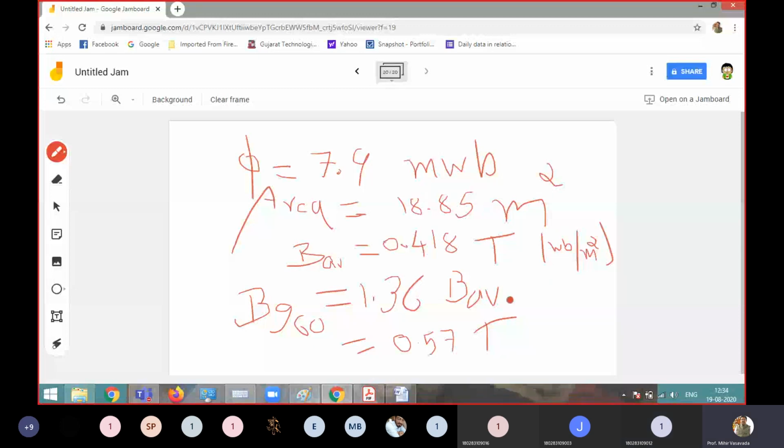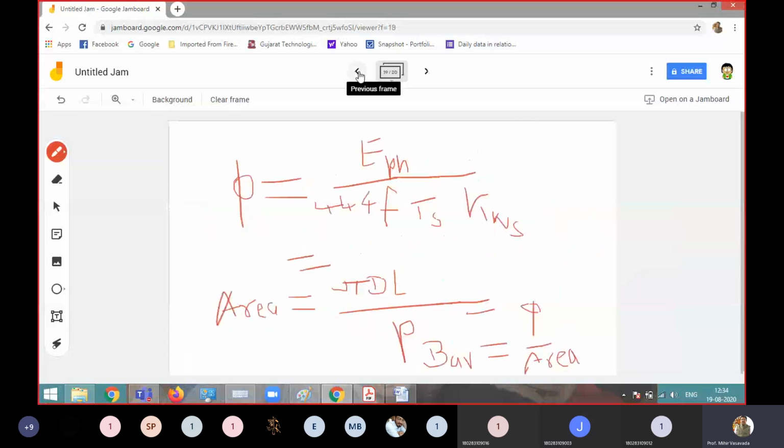So write down the value of ATG, that is the MMF required for the air gap. Then write down the MMF required for the iron parts. And then write down the total MMF required. And then use the equation to find out IM.